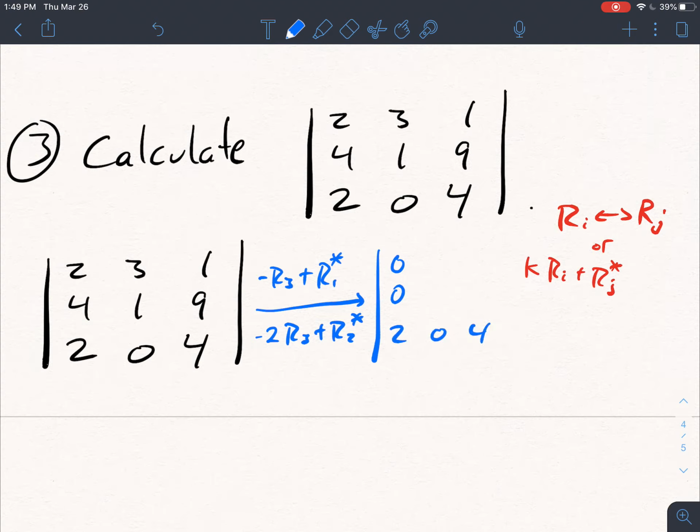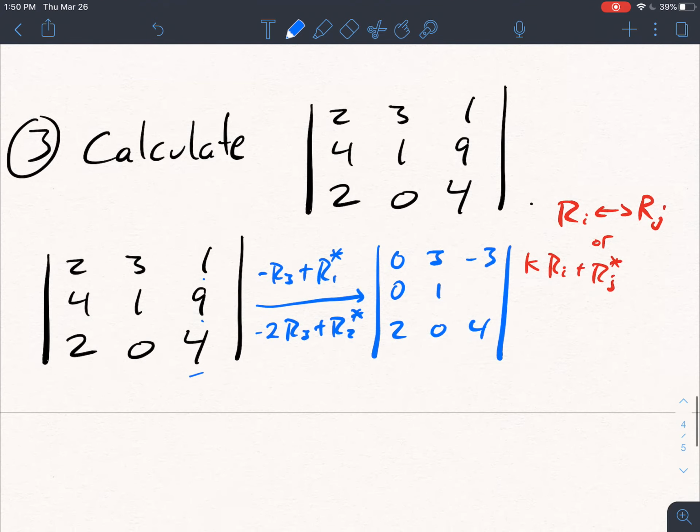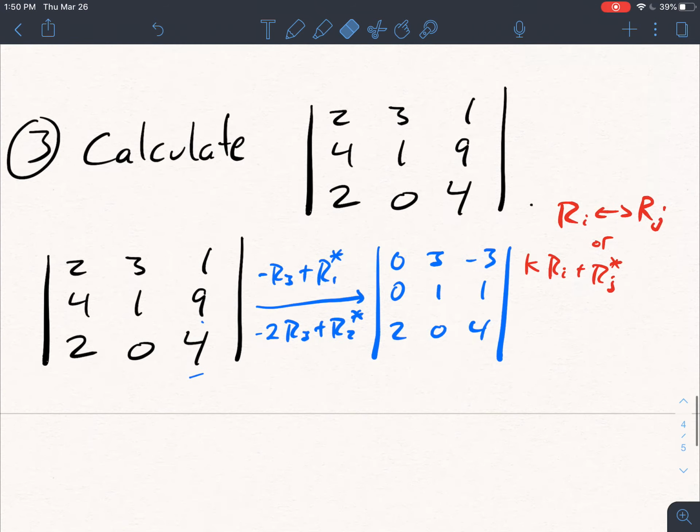Because this entry was a 0, that's not going to change the entries above it, so that's nice. And okay, what are these two entries going to be? So for row 1, I'm adding negative 4 to 1, so that should be negative 3. And for row 2, I'm adding negative 2 times row 3 to row 2, so I'm adding negative 8 to 9, so I should end up with 1. Great, so this is the new matrix that I get. So this determinant is equal to that determinant. So these two things are in fact equal.